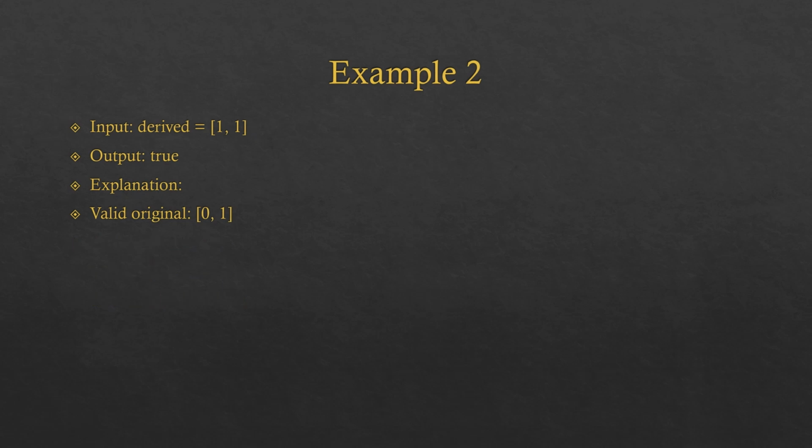Here's another example. The derived array is 1, 1. The output is again true. The valid original array here is 0, 1 because derived[0] equals 0 XOR 1, which is 1, and derived[1] equals 1 XOR 0, which is 1. Thus the derived array is valid and the output is true.